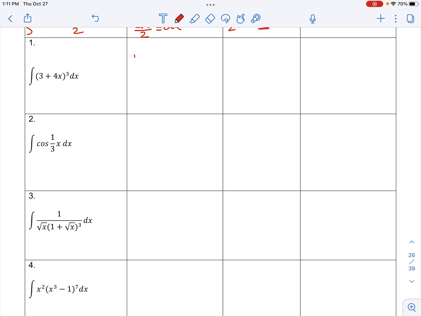Same thing. So what's my inside function? My inside function is 3 plus 4x. My du is going to be really 4. And then remember, I said I'm going to skip that intermediate step and just move that dx right away. So let's rewrite this problem in terms of u. So this becomes u to the third, right? Dx is really du over 4.